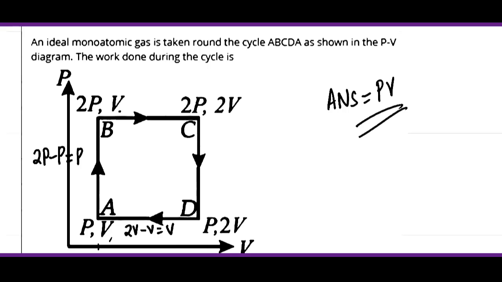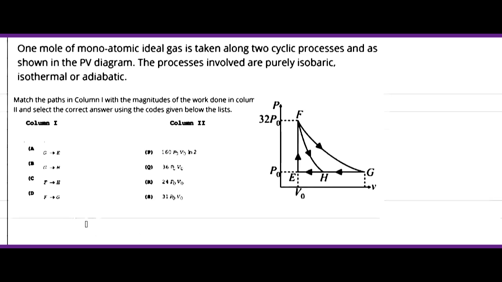Got it? Thank you. Hello everyone, let us try to solve the given problem. It says 1 mole of a monoatomic ideal gas is taken along 2 cyclic processes as shown in the PV diagram. The processes involved are isobaric, isothermal or adiabatic. We have to match the work done with the respective process, and find the magnitude of work done in each.